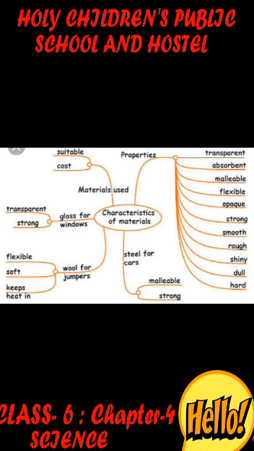We can see clearly through objects like glass and water. They are known as transparent objects.